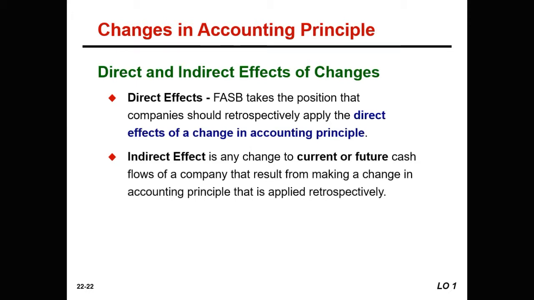When a company makes a change in accounting principle, FASB takes the position that all direct effects should be presented retrospectively, but those that are indirect should not be shown retrospectively. The indirect effects are reported only in the current period.